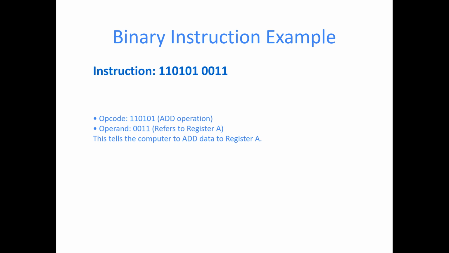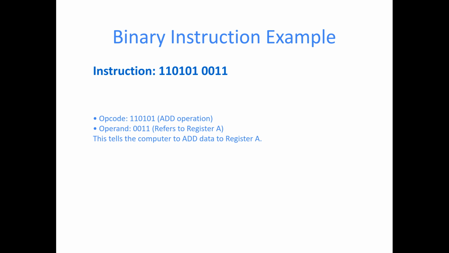We'll make it more clear with an example. Suppose we have this instruction: 1101010011. Here's what it means. The first part, 110101, is the opcode for add, and the second part, 0011, is the operand referring to register A. Now the computer executes the add operation on the data stored in register A.